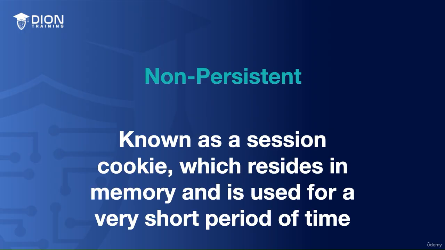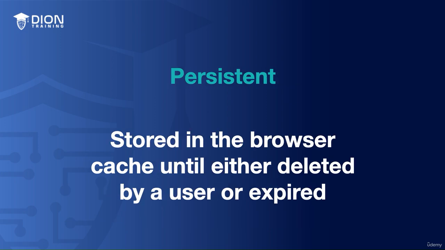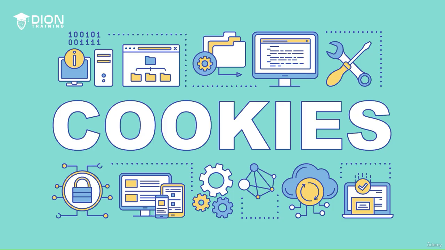Now, a non-persistent cookie is also known as a session cookie. Session cookies reside in memory, and they're used for a very short period of time. When the browser is done with that session, the cookie is going to be deleted. But some other cookies are more persistent, and those cookies will be stored in the browser cache until they're either deleted by a user or they expire. For example, if my website uses cookies to track your movements and they're set to expire after 7 days, those would be considered persistent cookies.